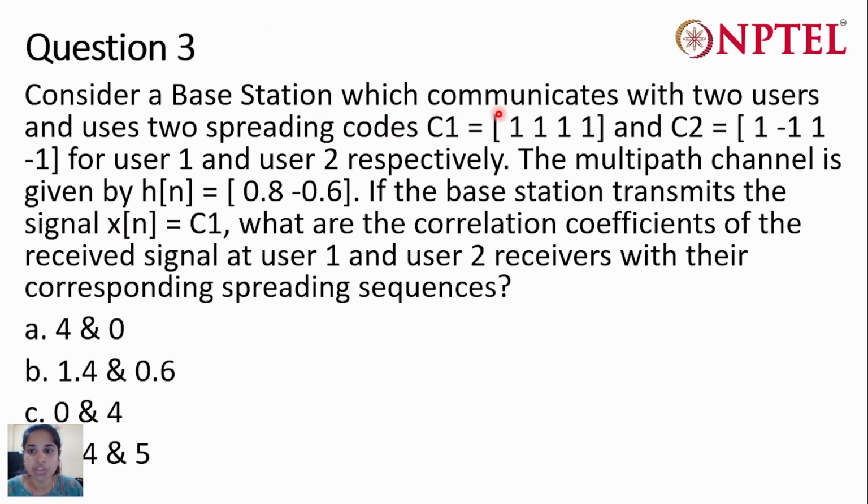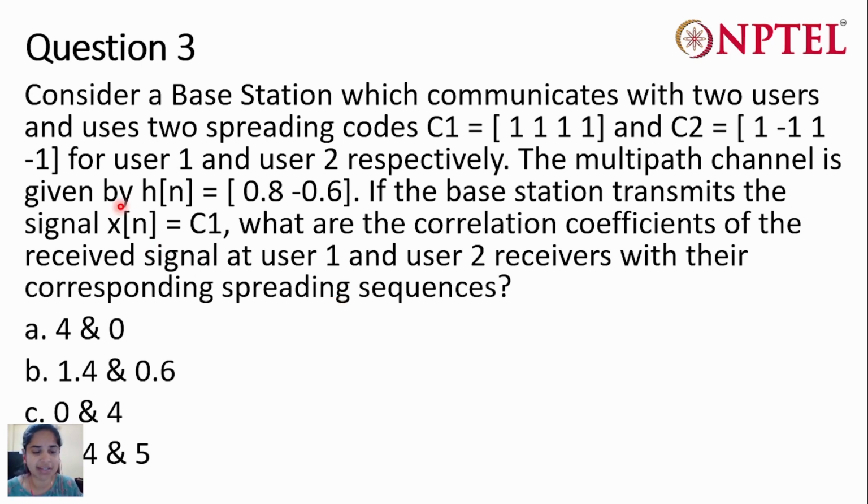Consider a base station which communicates with two users and it uses two spreading codes C1 equal to 1 1 1 1 and C2 equal to 1 minus 1 1 minus 1 for user 1 and user 2 respectively. So to communicate with user 1 we use code C1, to communicate with user 2 we use code C2. The multipath channel is given by h of n equal to 0.8 and minus 0.6. If the base station transmits the signal x of n equal to C1, what are all the correlation coefficients of the received signal at user 1 and user 2 receivers with their corresponding spreading sequences?